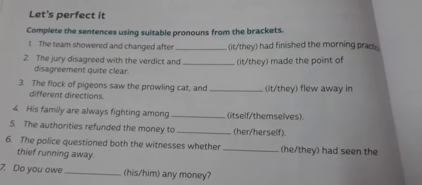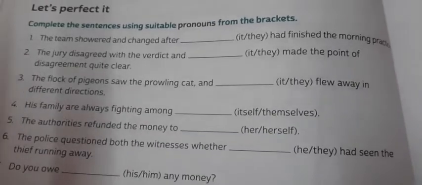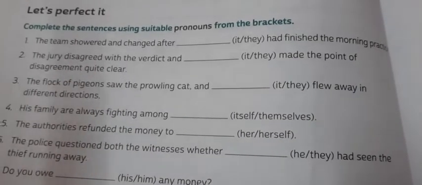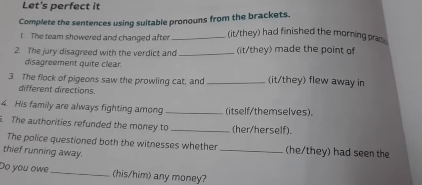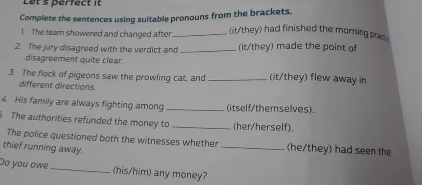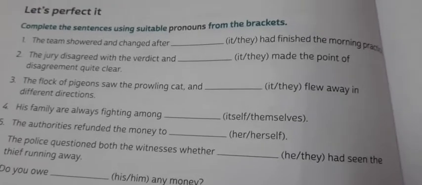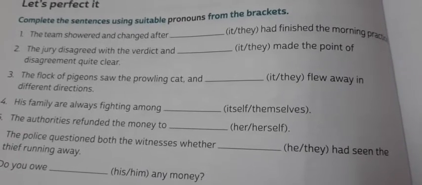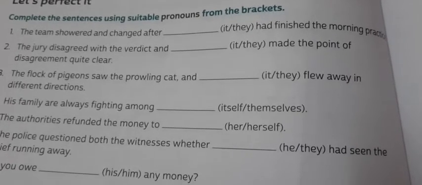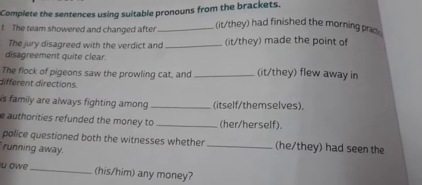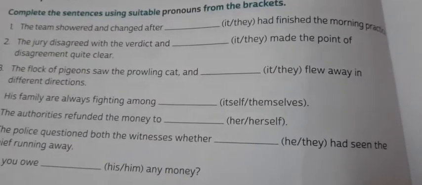In this exercise, you need to fill in the blanks with the correct pronouns from the help box. The team showered and changed after they had finished the morning practice. Because a team consists of members, it's plural in reference, so the answer is they. The jury disagreed with the verdict. The group of judges disagreed with the decision, so for that decision you will use it and not they: it made the point of disagreement quite clear.